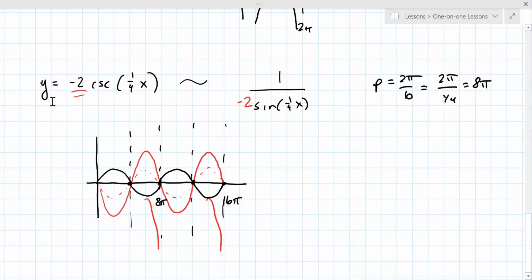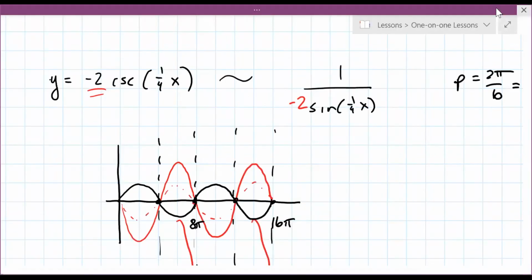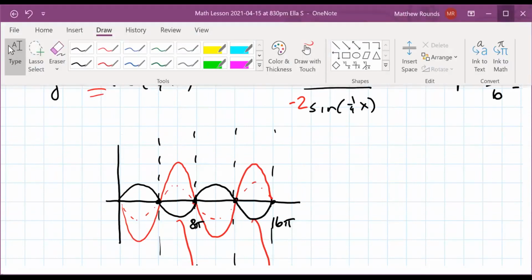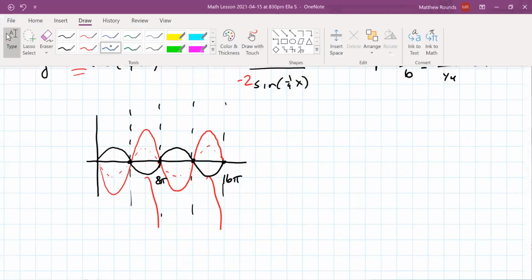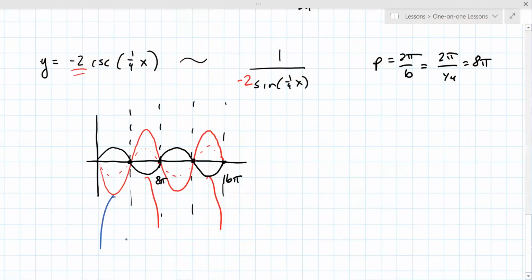But notice your asymptotes don't change. What it does change is where the U's go. So the U's are now like this, this, this, and so on. But you said, hey Matthew, I know how to graph sine and cosine. If you really do, then this graph in red here should be very clear, because the cosecant is just a change on that.